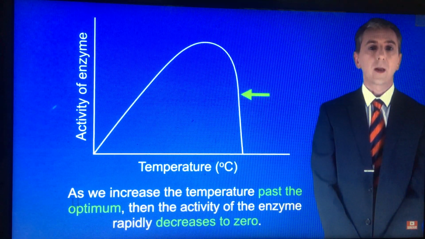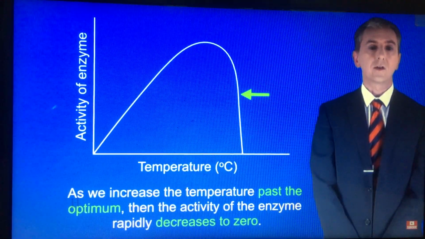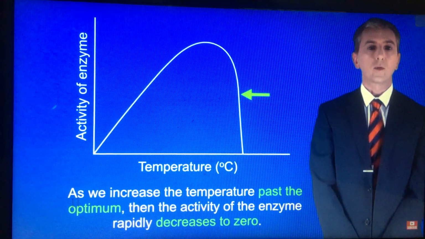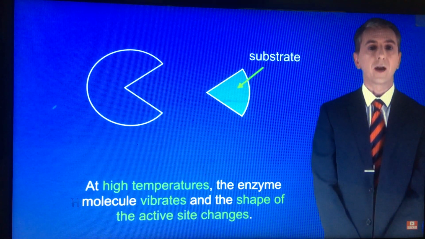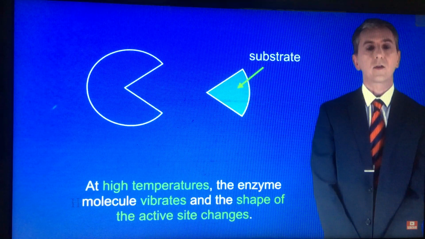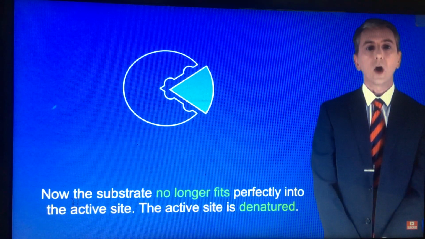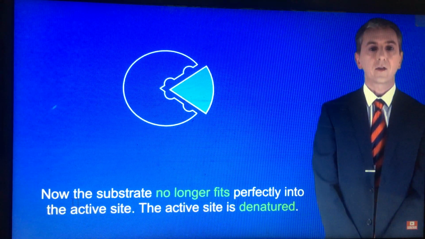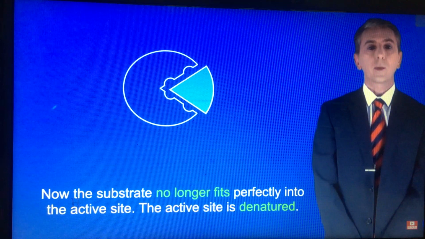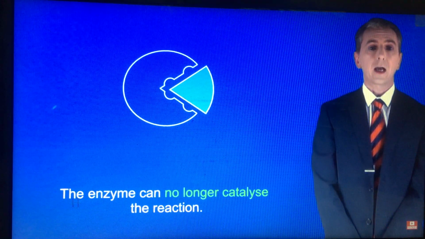Now, as we increase the temperature past the optimum, the activity of the enzyme rapidly decreases to zero. In other words, the enzyme stops working. That's because at high temperatures, the enzyme molecule vibrates, and the shape of the active site changes like this. Now the substrate no longer fits perfectly into the active site. We say that the active site is denatured, and you'll be expected to use that word in your exam. The enzyme can no longer catalyze the reaction.